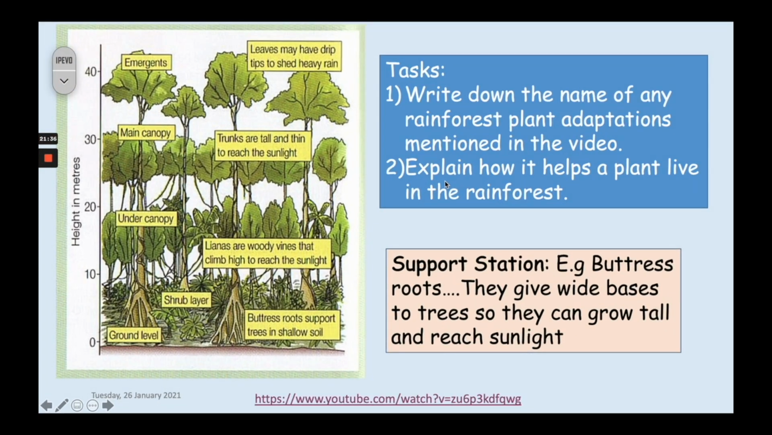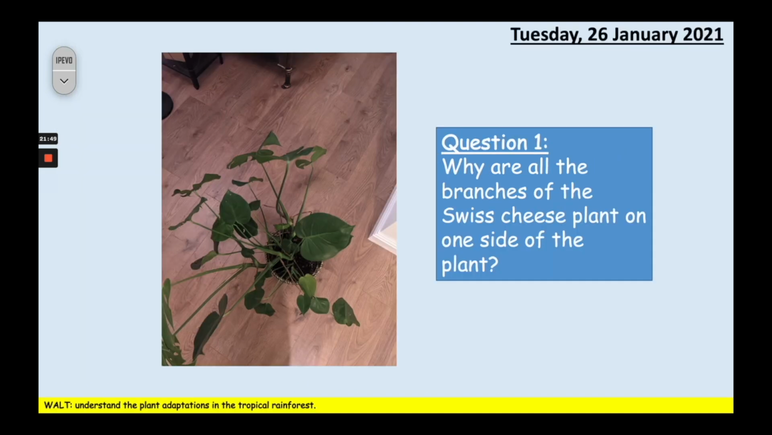Okay, so I started to go a little bit into animals there, but that gives you a good look forward to what we're going to look at in a few lessons, because we are going to look at animal adaptations to the rainforest as well. So now we're going to start to try and explain why JP, my Swiss cheese plant, my rainforest plant, looks the way it does.